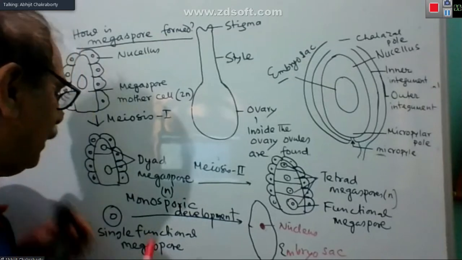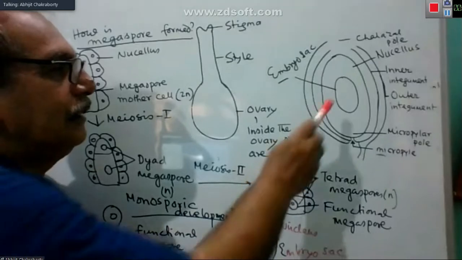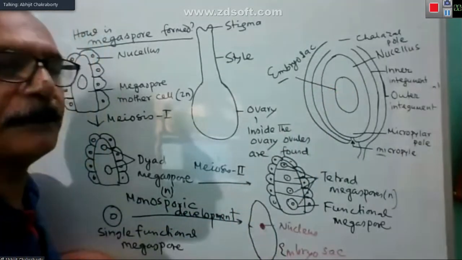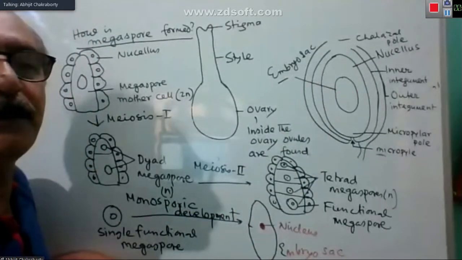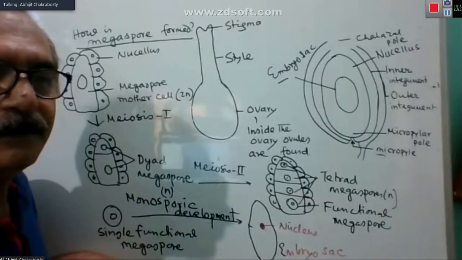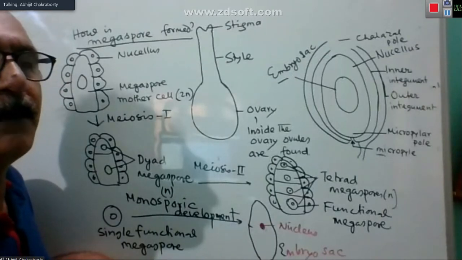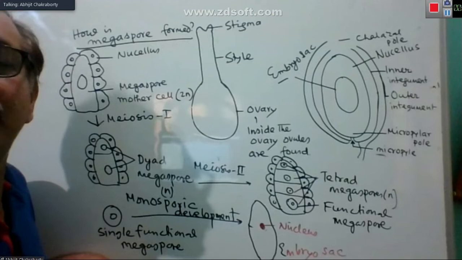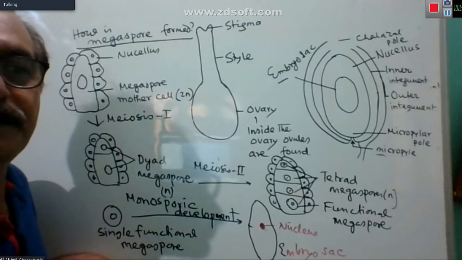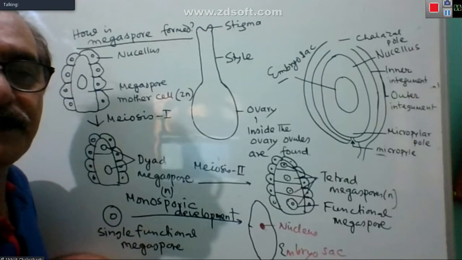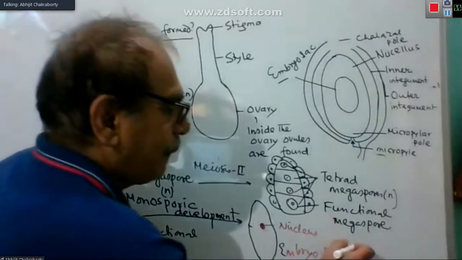Embryo sac means this megaspore is actually embryo sac. This megaspore transformed into embryo sac. It becomes larger to form embryo sac. Are you getting me? Or the functional megaspore grows to form embryo sac, right? Yes, sir. The embryo sac is also haploid.